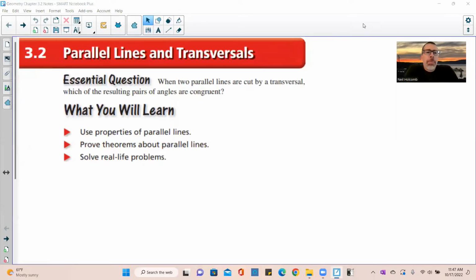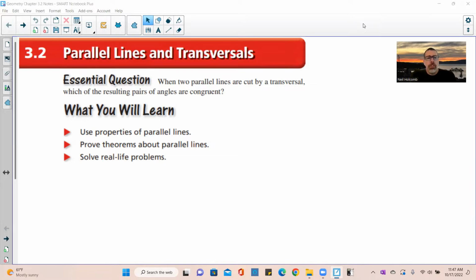Okay, welcome to chapter 3.2, parallel lines and transversals. Essential question: when two parallel lines are cut by a transversal, which of the resulting pairs of angles are congruent? So chapter 3.1 was two lines and a transversal, but now we're getting more specific, and the two lines that the transversal is crossing in this chapter are parallel lines.